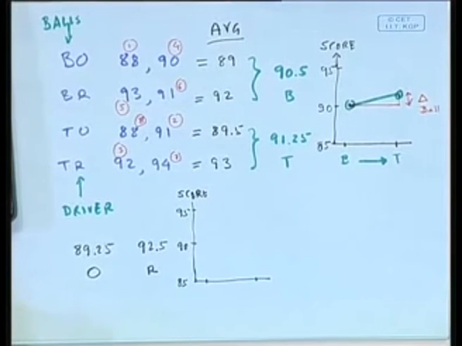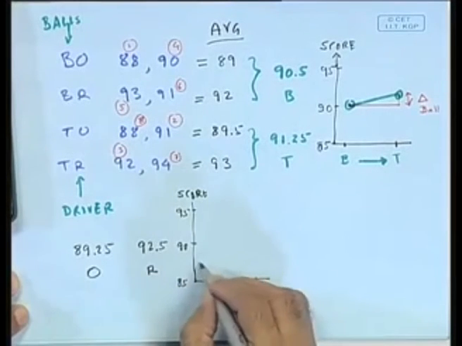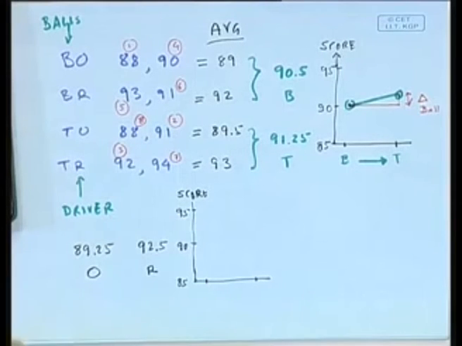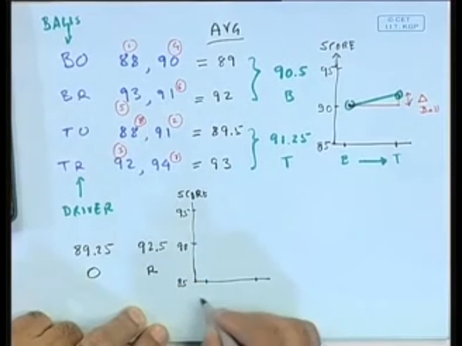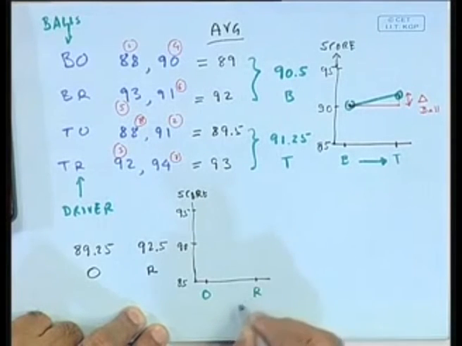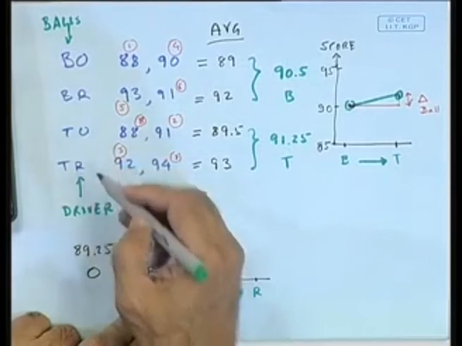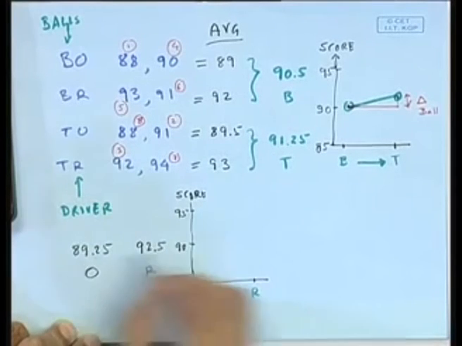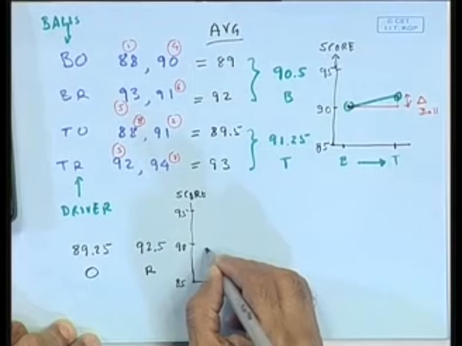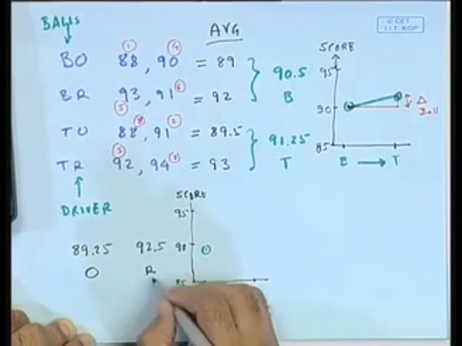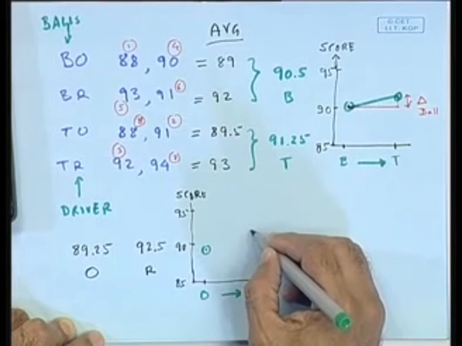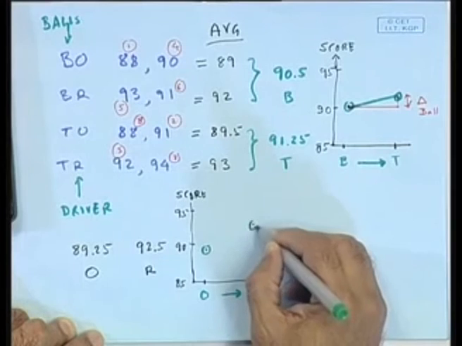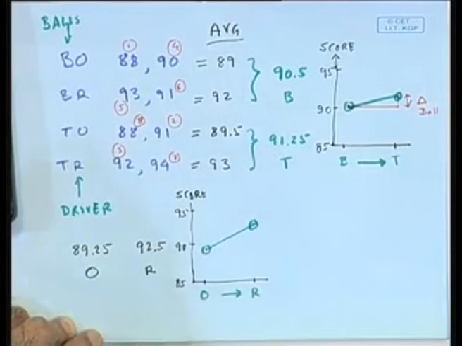And what do I plot on this side? Let's try to write that. Let's first put down what it is that we are plotting. Type O is here and type R is here. And these are driver types. I have O type driver and R type driver. For O the score is 89.25. That's the average score. That's somewhere here. And for R, the average score is 92.5. That's going to be somewhere up here. If I join them, that shows me an increase.